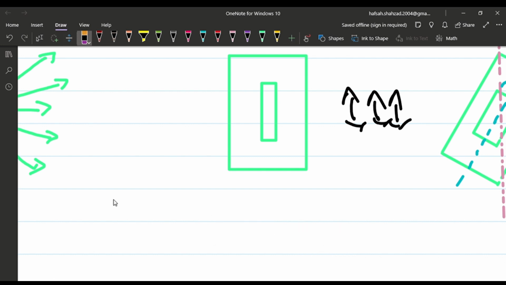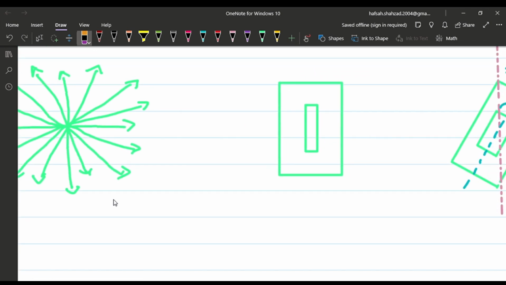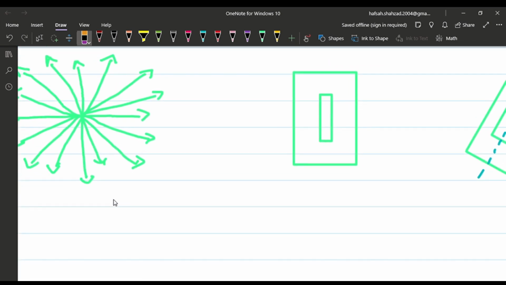So now we are told that, for instance, the unpolarized light has an intensity. Let's use this color. The unpolarized light has original intensity of, let's suppose, 16 watt per meter square. Now it passes through this polarizer, and what will be the intensity?